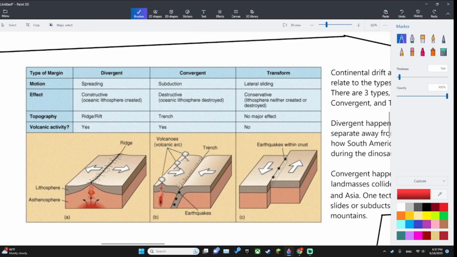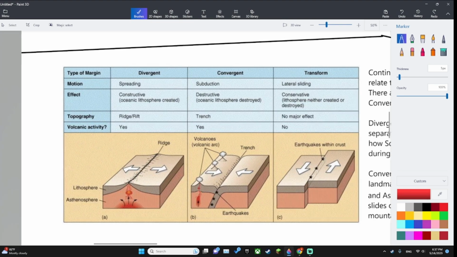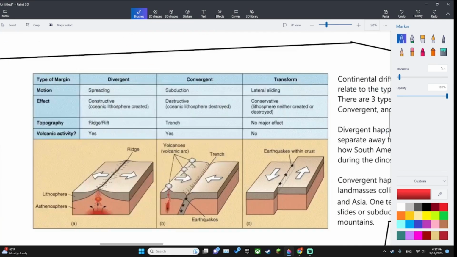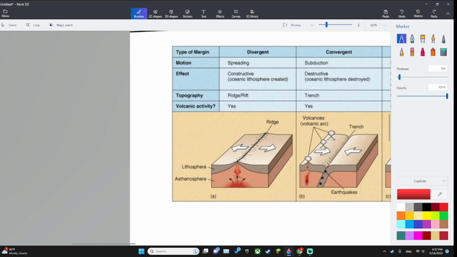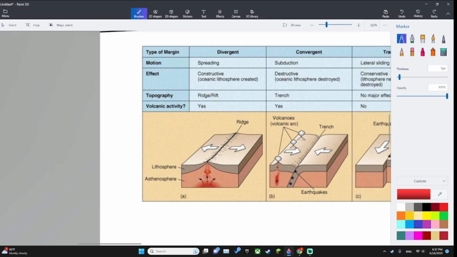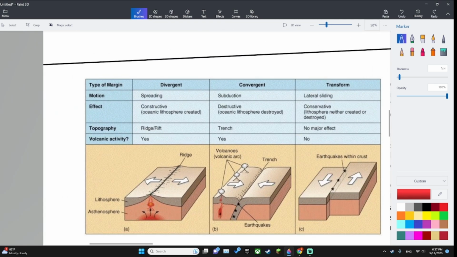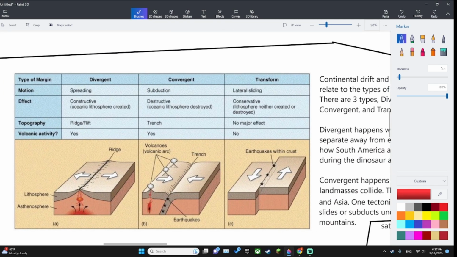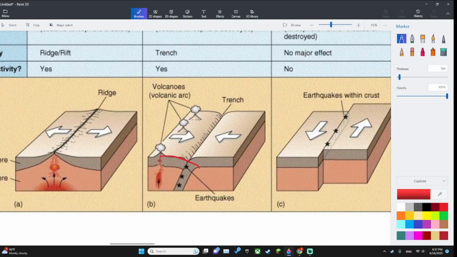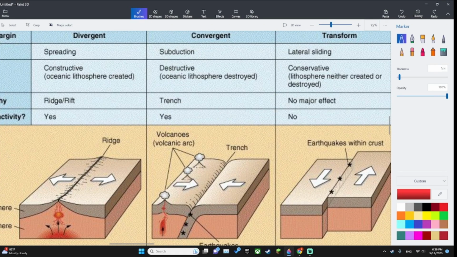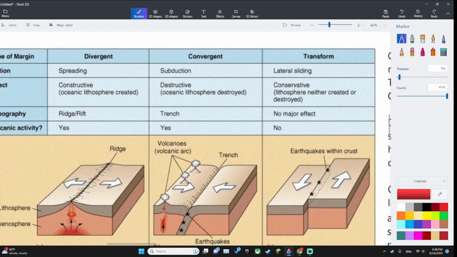And what it does is it creates more land, because as they separate, more land underneath is exposed in the ocean. It forms a ridge, a rift, as you can see here. And convergent is subduction. Basically, they push into each other, as you can see here. One goes under the other, and the other rises up above it, causing mountains.